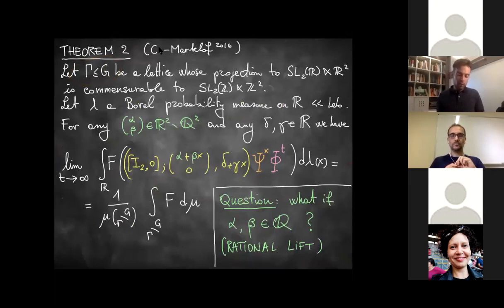Under some condition on the group, as long as, and this is important, as long as alpha beta are not both rational, so one of them can be rational as long as the other one isn't, then you can look at horocycle lifts of this particular form. Remember, I wanted to put a function here, and a function here.